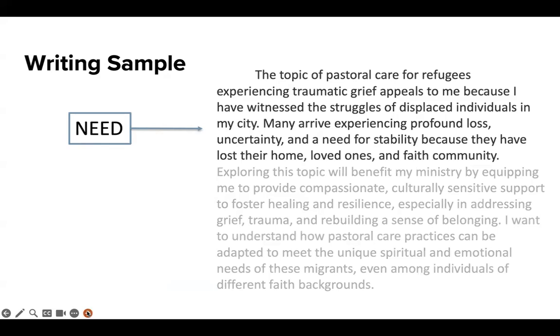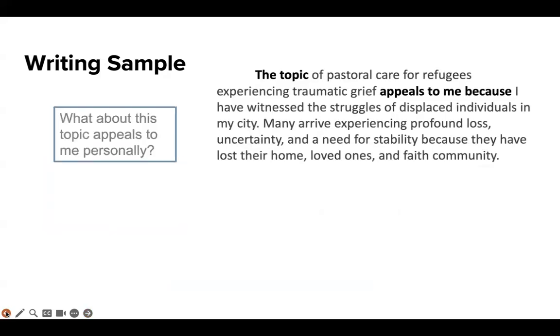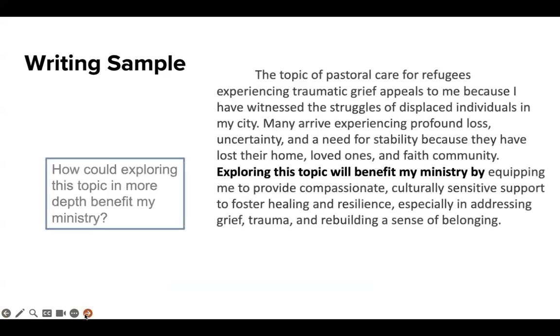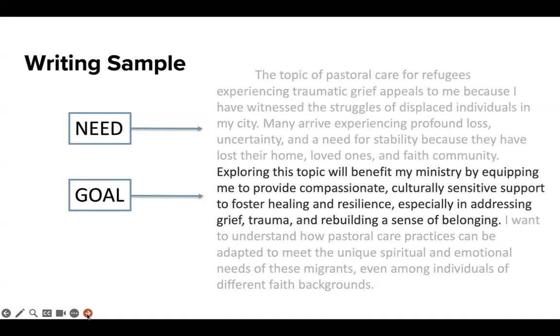The top part, the question about what about this topic appeals to me personally, relates strongly to the need. What is going on here? These people are coming in and they're experiencing grief and loss, and we should be able to support them, which is our goal. The goal is to be able to support these people through our ministry.